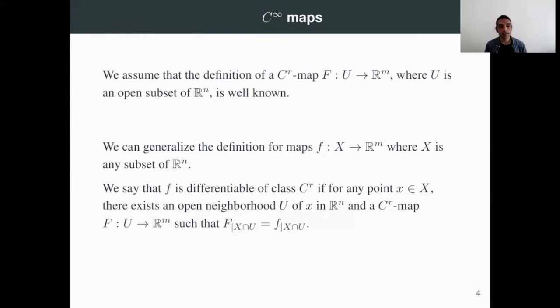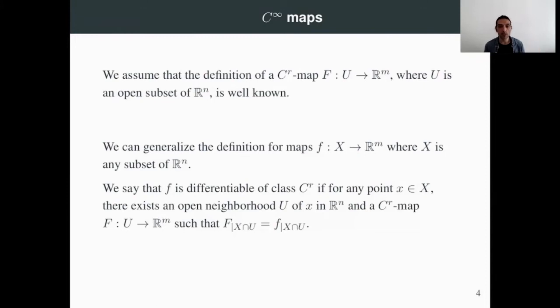What do I mean by that? We say that f is differentiable of class C^r if for any point x in our set, we can extend this map, small f, to a map, big F, that is defined in a neighborhood of x now in R^n, in other words, in our ambient space, and such that these two maps, big F and small f, actually coincide in our set X. That's going to be the definition.